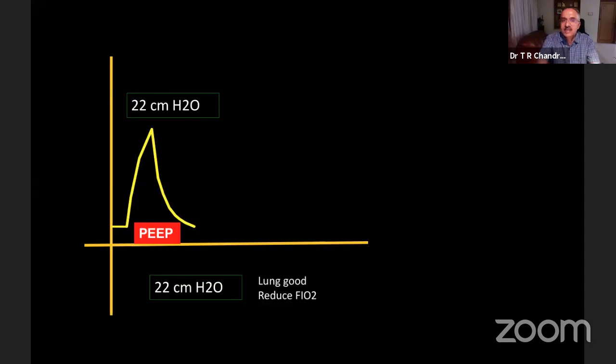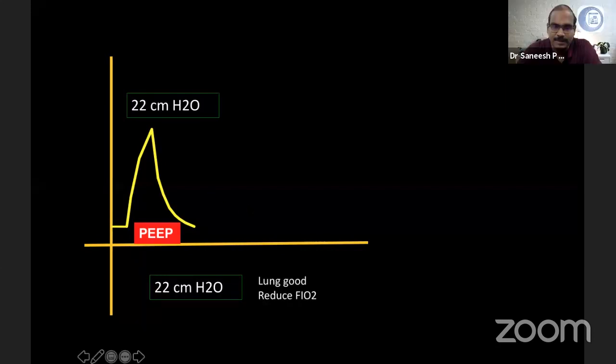This we are looking at sick lungs. So don't get confused when you are doing a normal anesthesia. Your peak pressure should be within 20 and plateau should be around 13, 14. When your peak pressures are less than 20, you don't require to look at your plateau.